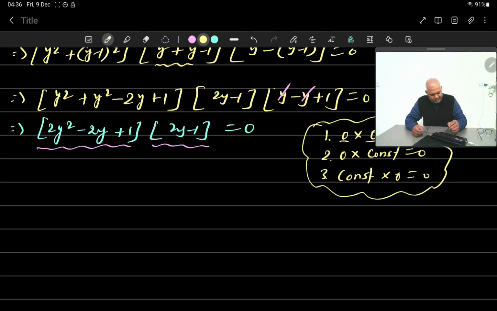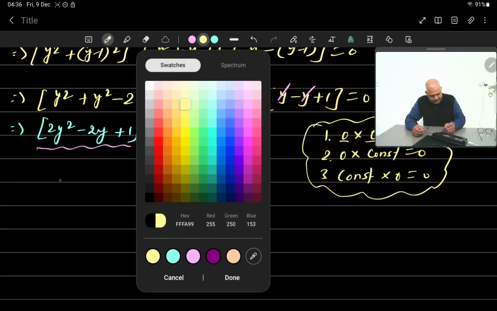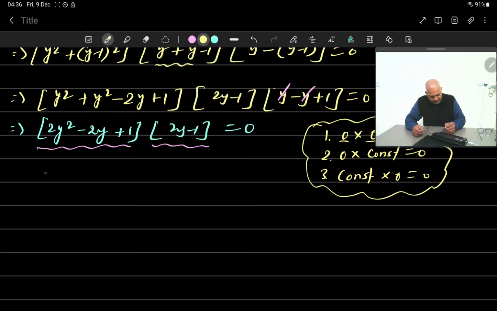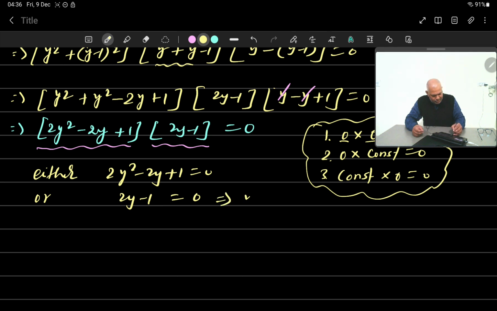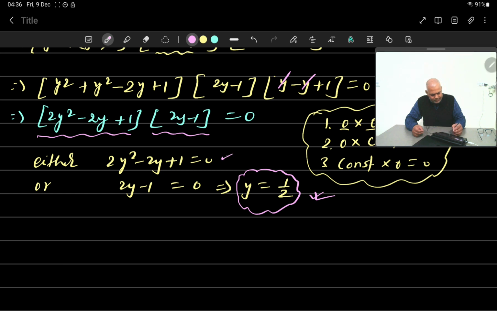So my friends, we can write here either 2y squared minus 2y plus 1 equals 0, or 2y minus 1 equals 0. So my dear friends, this implies y becomes 1/2, and this is nothing but one of the real solutions of this equation. Now I am just going to solve this factor, right?